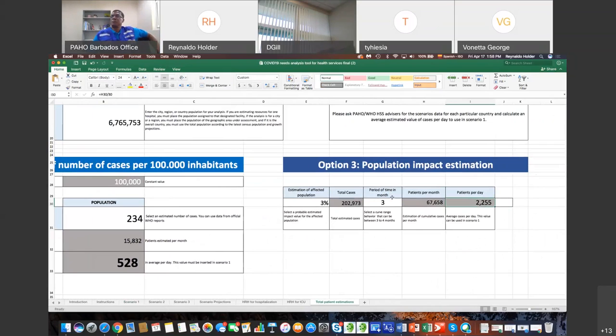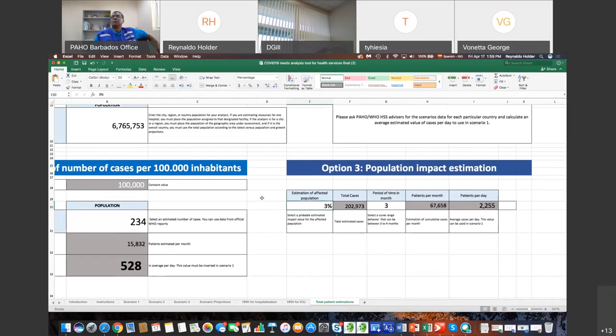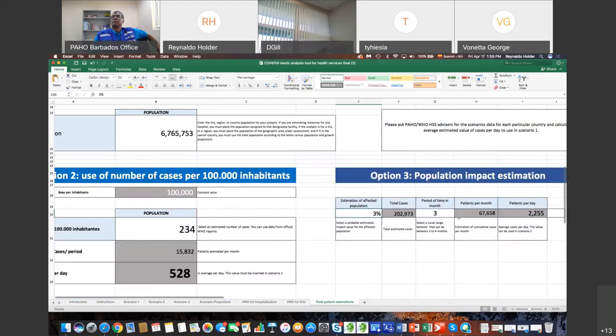This third option is looking at, okay, I decide that 5% of my population is going to require admission to hospitals, independently of intensive care, okay? And I plot it against the population, and for a period of 3 months, which is the average behavior of the curve at this moment. The curve usually takes 90 days going up and coming back down.